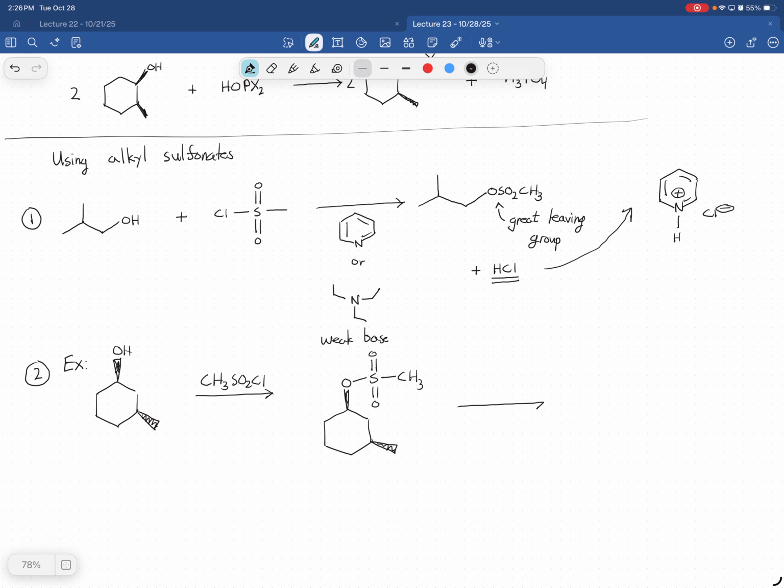And then here you can use an appropriate nucleophile and do what kind of reaction here? Backside attack. This type of question was on the second exam we just took. So SN2 type reaction here. So here, iodide would come around, kick off this group, and you'll get the iodide substituting.